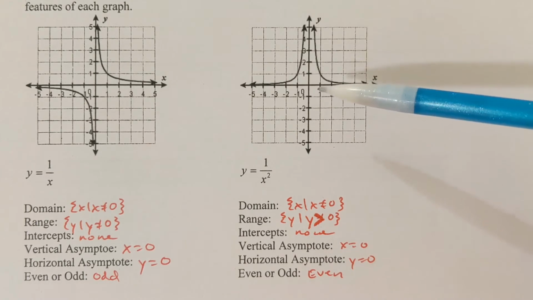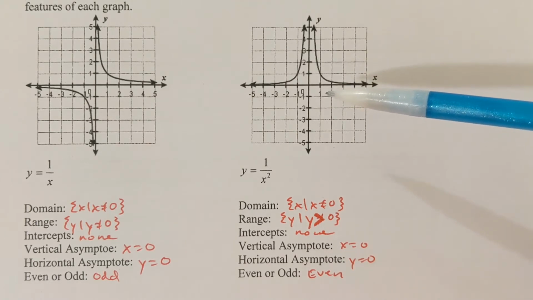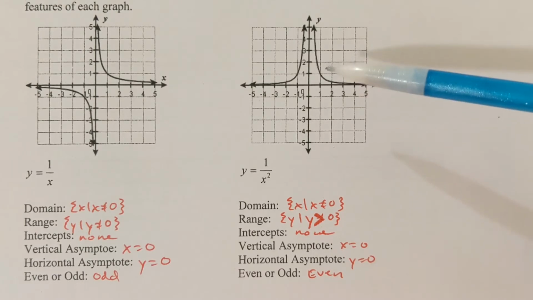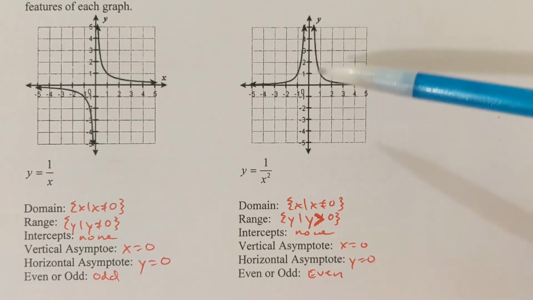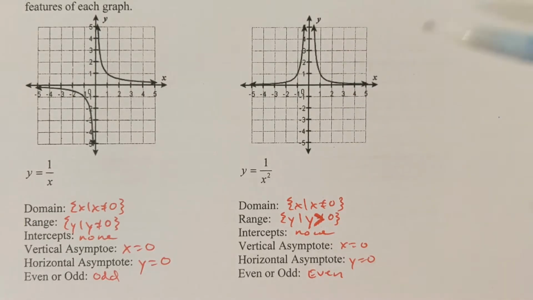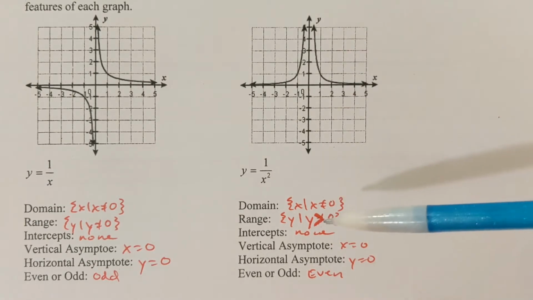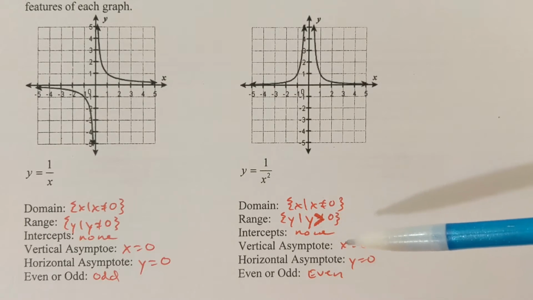So I'm going to have a situation where the graph covers the entire y-axis on both ends. Y is greater than 0.